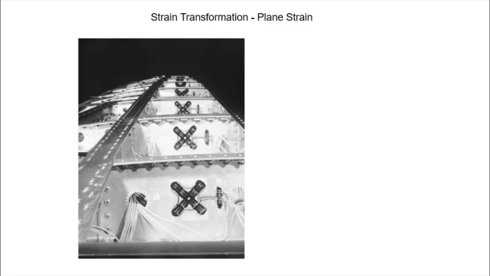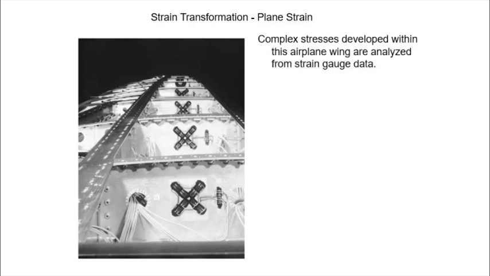In chapter 2, we will be talking about strain transformation, and we will concentrate on plane strain condition. Now, complex stresses develop within the airplane wing, for example, here with the longeron and spars. And within the structure itself, we can analyze information or measurement that we get from strain gauge data.